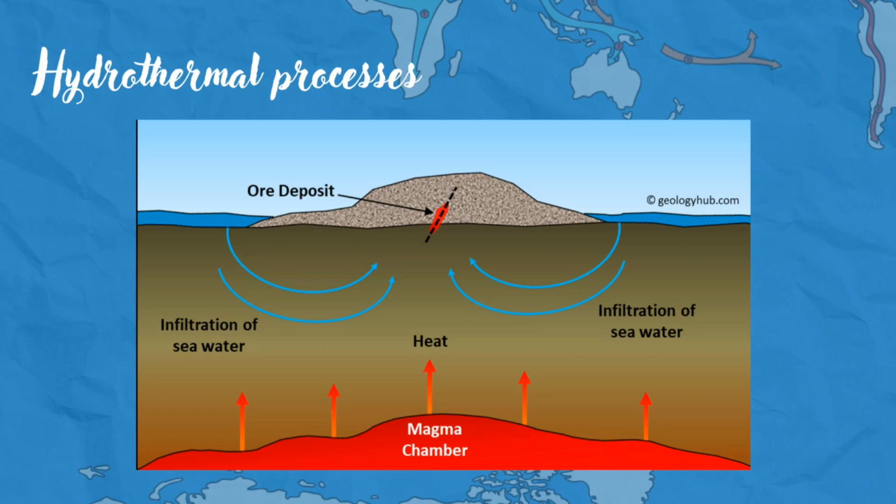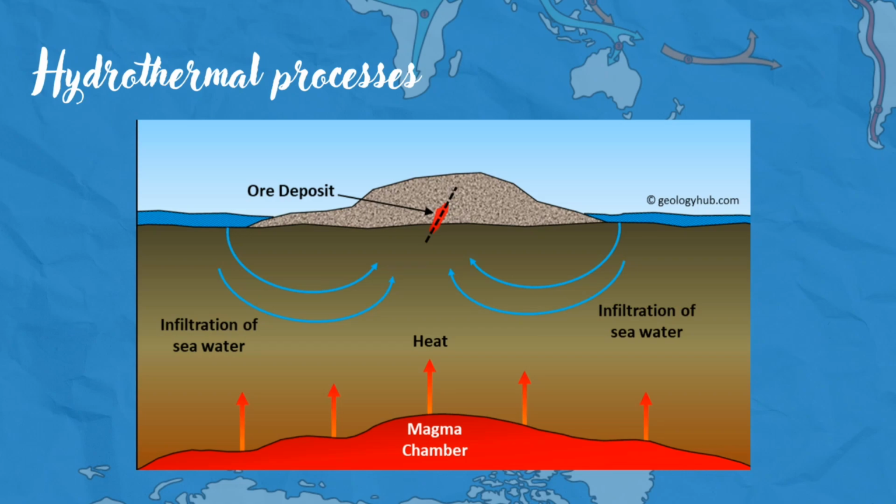Hydrothermal processes form mineral deposits through the circulation of hot, mineral-rich water within the Earth's crust. In the illustration, seawater infiltrates the ground and is heated by a nearby magma chamber. This hot fluid then dissolves metals like gold, silver, copper, and lead from the surrounding rocks. As the fluid moves upward through cracks and faults, it begins to cool.